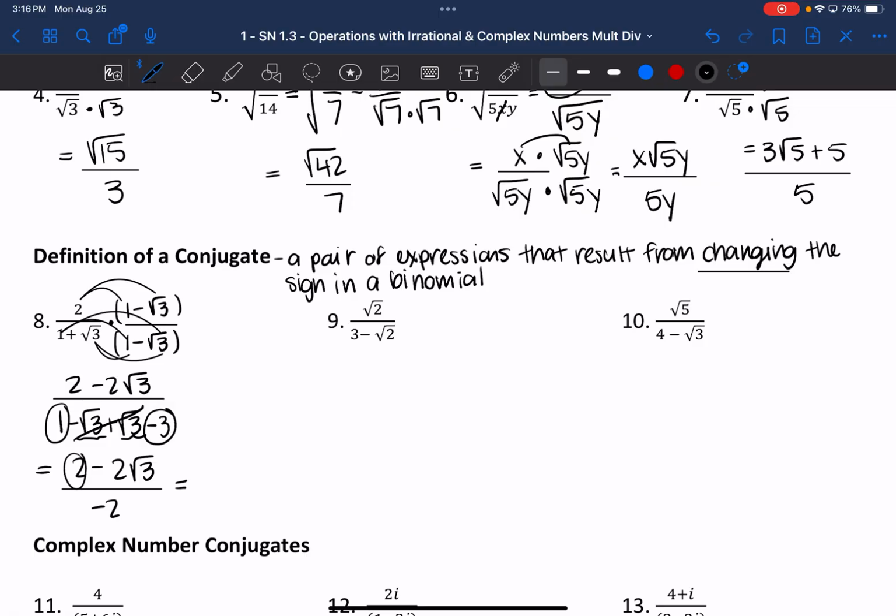Now both this term and this term are divisible by 2, so I'm going to divide both by negative 2. So 2 divided by negative 2 would be negative 1, and negative 2 divided by negative 2 would be positive 1 root 3, or just root 3.